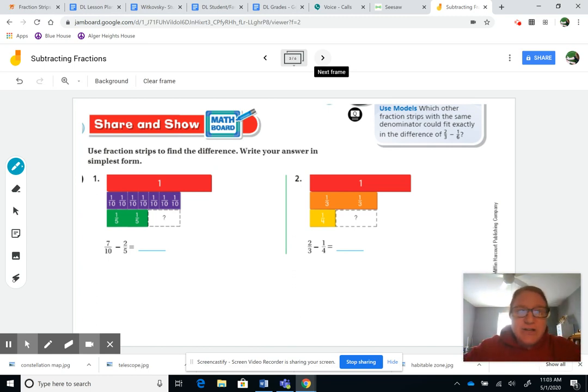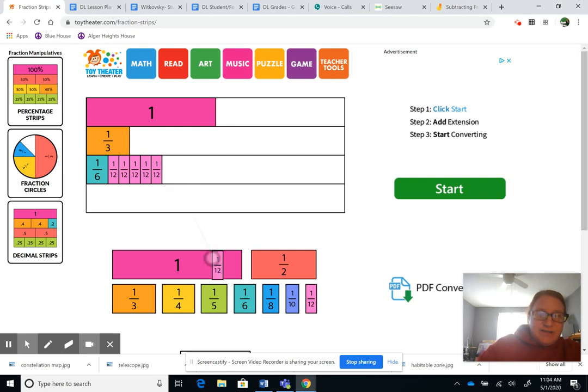All right, let's look at these. Use fraction strips to find the difference. Write your answer in simplest form. Simplest form is when you make that number into the smallest fraction you can. And I'll show you that, okay? So we have 7 tenths minus 2 fifths. Let me get that set up here.